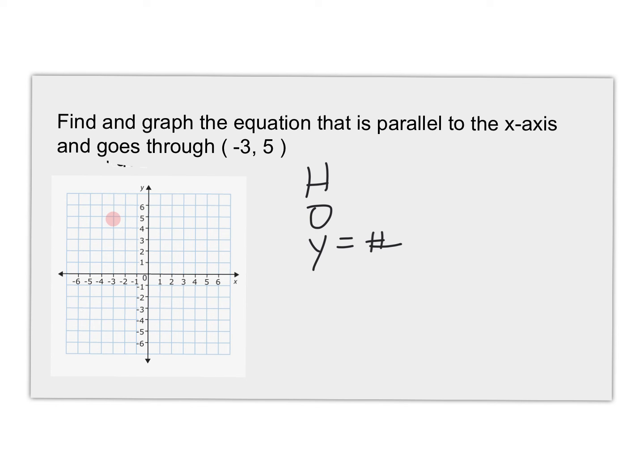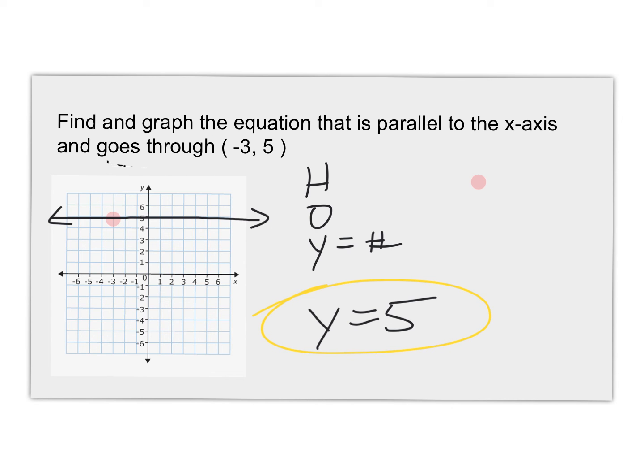And if it goes through that point and it's horizontal, then it's going to be going like this. So I'll go ahead and draw that line like that. And that equation is going to be y equals 5, because y is always equal to 5, because it has to go through this point that has a y value of 5.